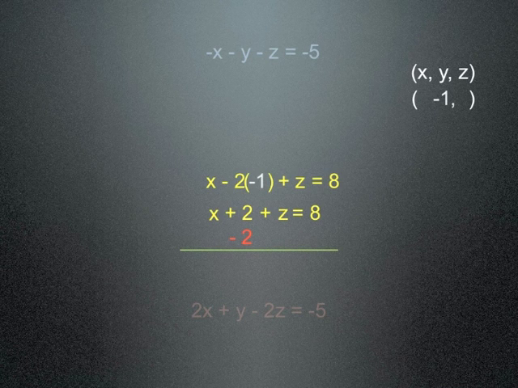Now I'm going to add -2 to both sides of the equation. I'm going to bring the x down. +2 plus -2 is 0, of course. Plus z is equal to 6.